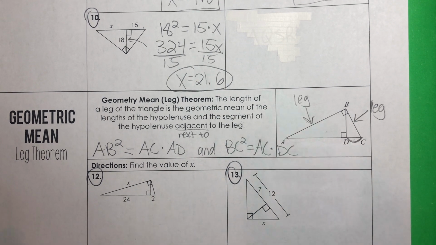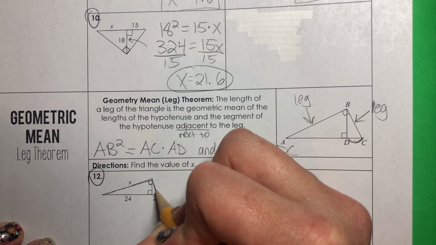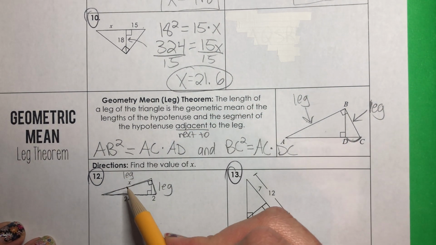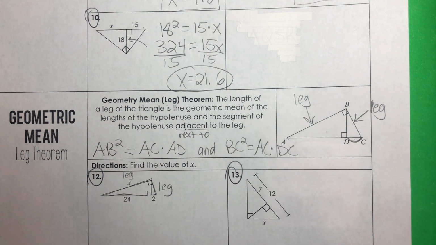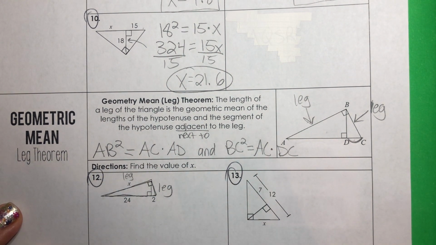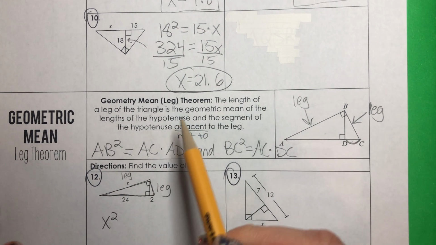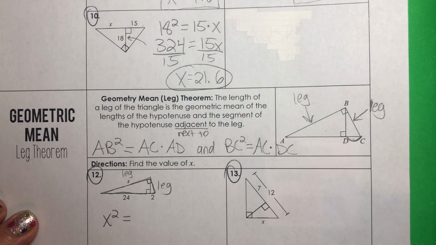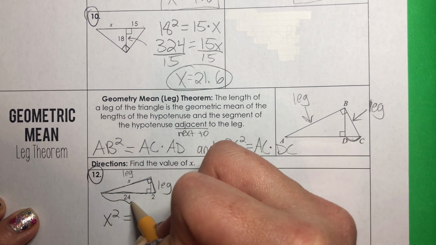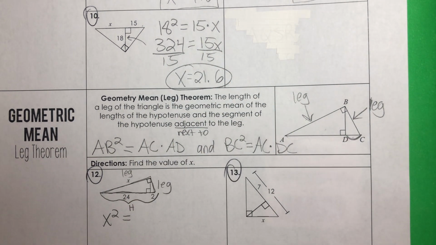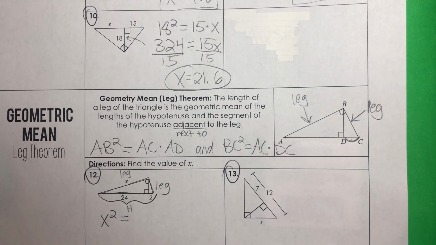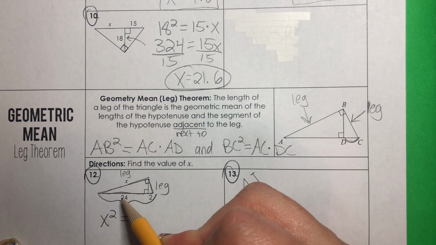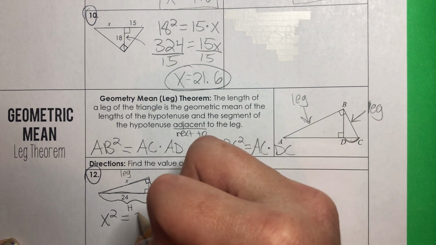Okay, so this is asking us to find the value of x. Well, in our original right triangle, this is a leg, and this is a leg. So we are asked to find the length of this leg here. So what we're going to do is use this formula. I'm going to write x squared, because this is the leg theorem, so I'm going to square that. Equals, here's our hypotenuse. I'm going to call it h. It's across from the original right angle. So our hypotenuse is 26. If we add together this 24 and this 2, we get 26.